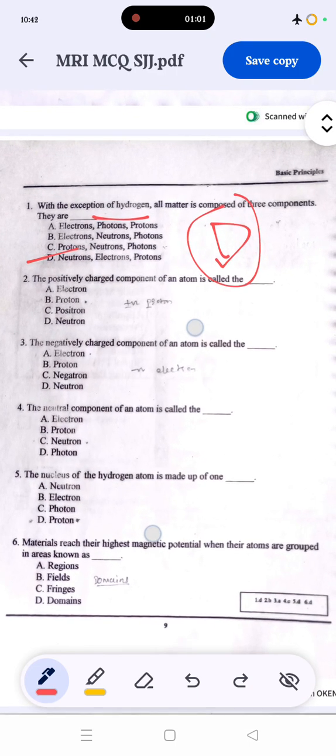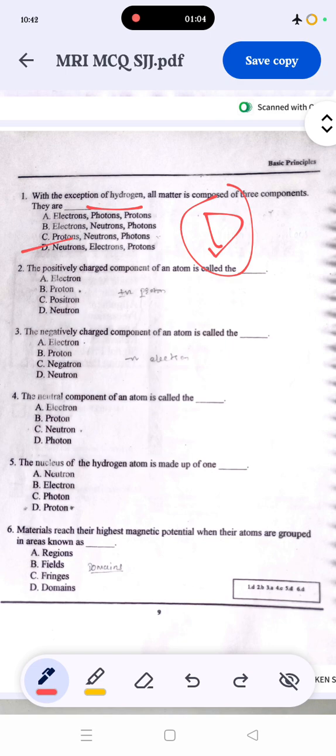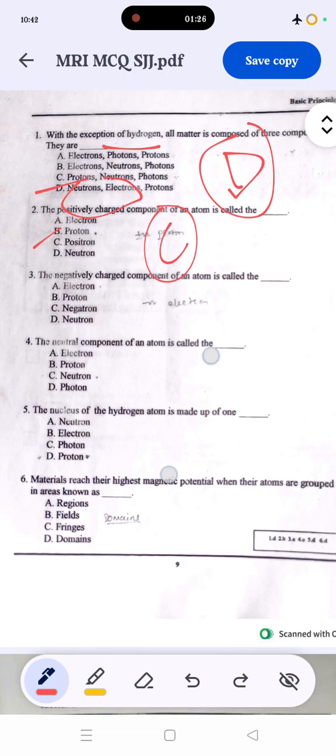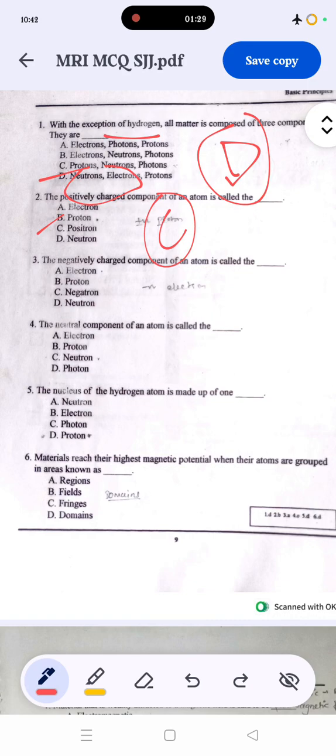The positively charged component of an atom is called a proton. Proton is positive, electron is negative. Neutron is neutral. So when asked about the positive, the correct answer is proton, C. When asking about the negative, you go to the electron. Then the negatively charged component is the electron, answer A. The options were proton, negatron, neutron, but the correct answer is A.